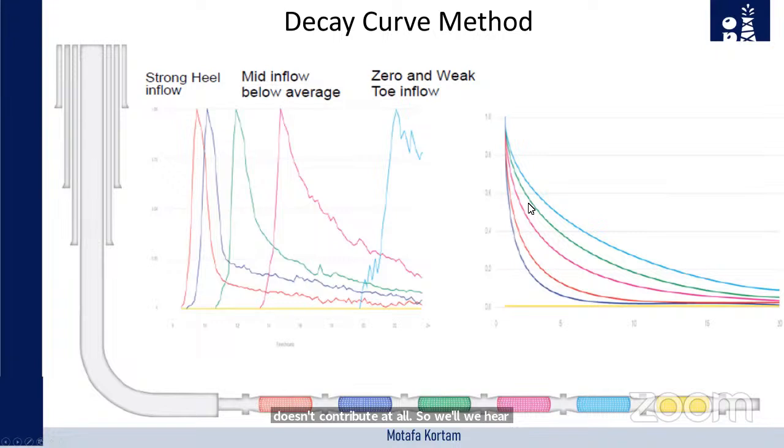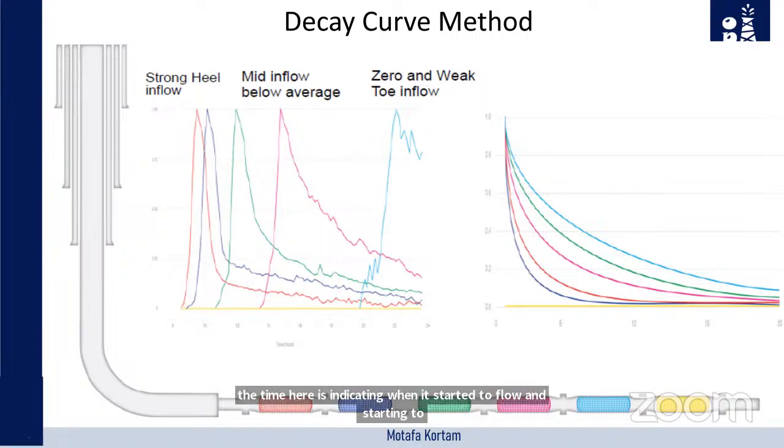You are just seeing the normalization, to see how the decay will be and what the rate is. A fast rate indicates the highest rate or the highest quality. The red one is lower quality. So as you have a very fast decay, it indicates a huge flux coming in. But the time here indicates when it started to flow and to interact and respond to the drawdown that you are applying.